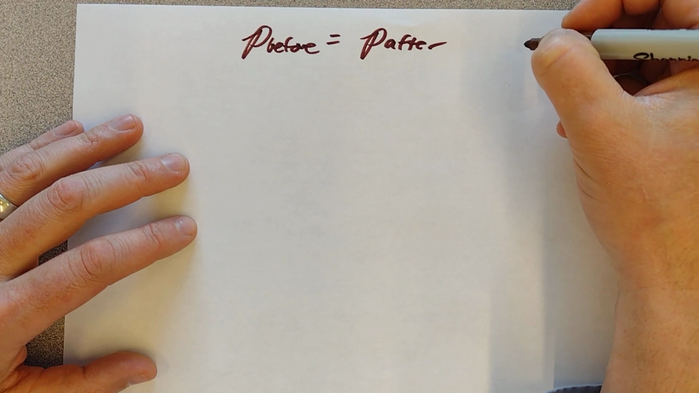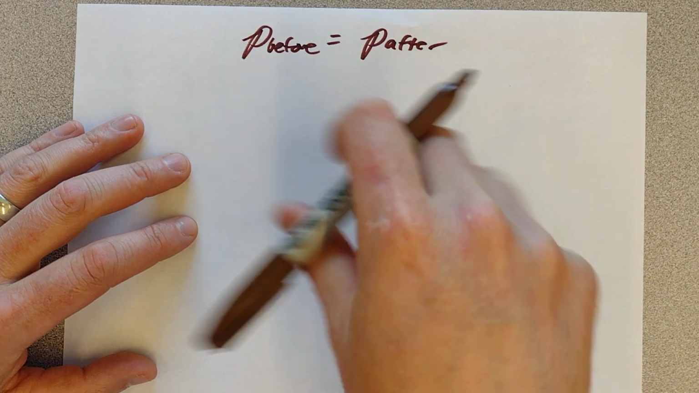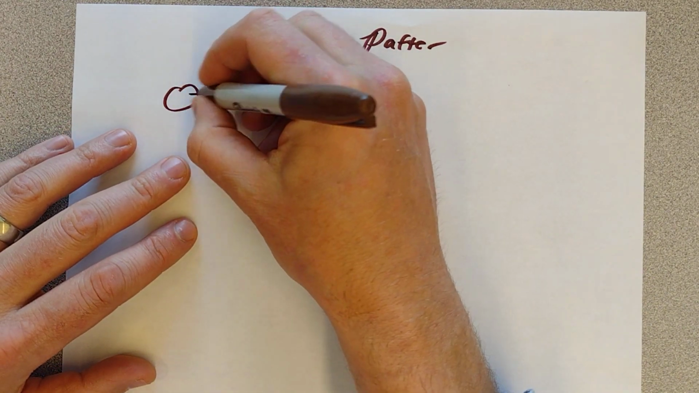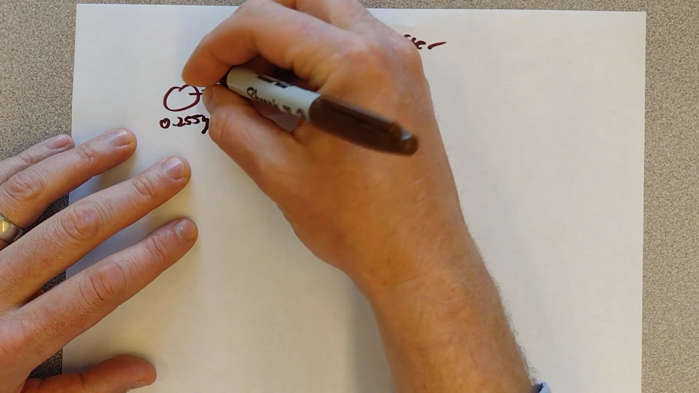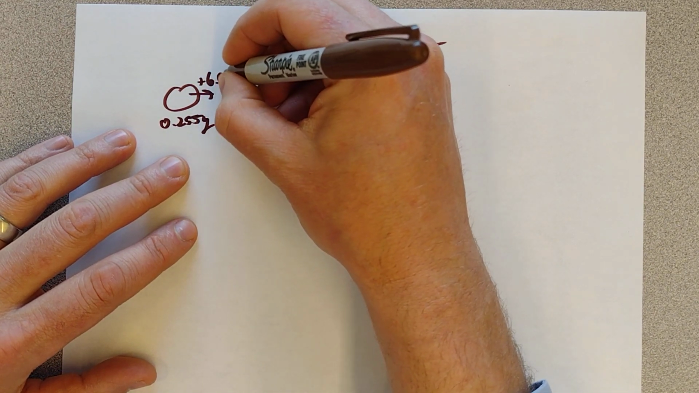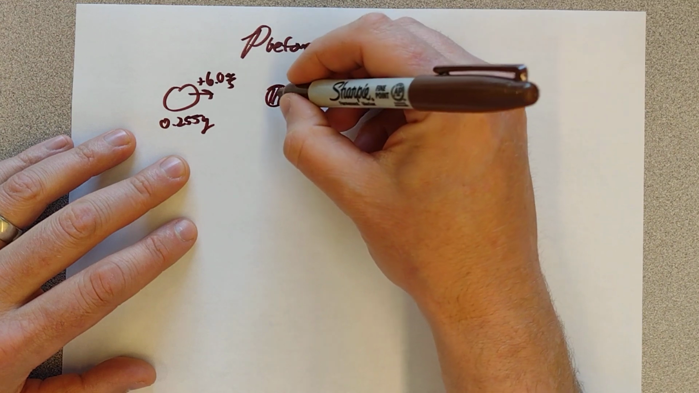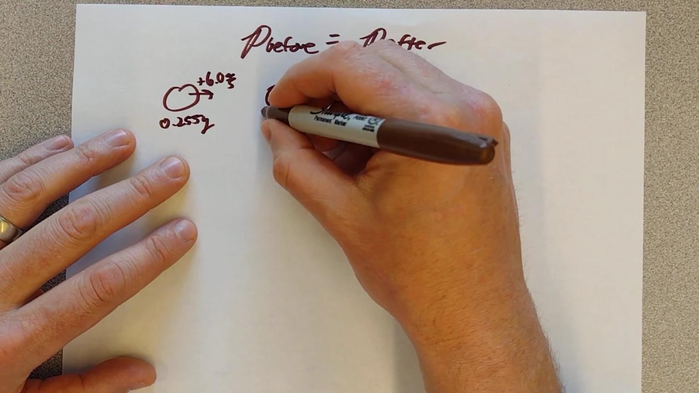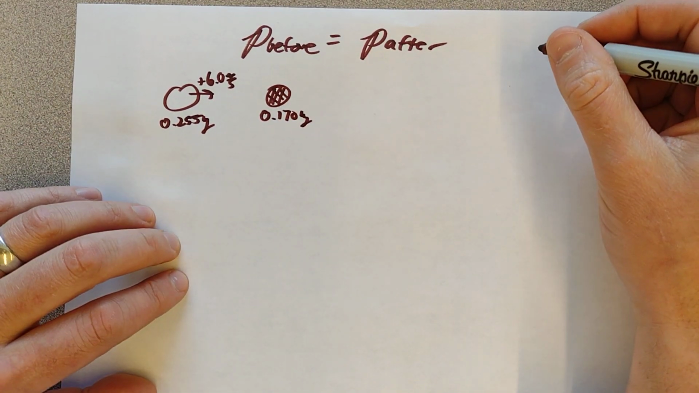All right. So in the quiz, I had you draw a before and after diagram. So we had a 0.255 kilogram pool ball moving at positive 6.0 meters per second. We have a stationary rubber ball to make it look a little different. Its mass is 0.170 kilograms, and its initial velocity is 0.